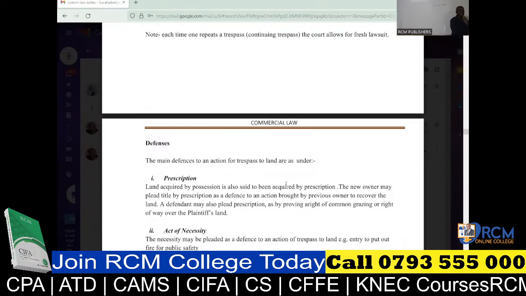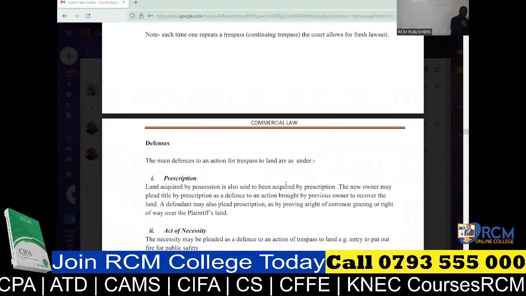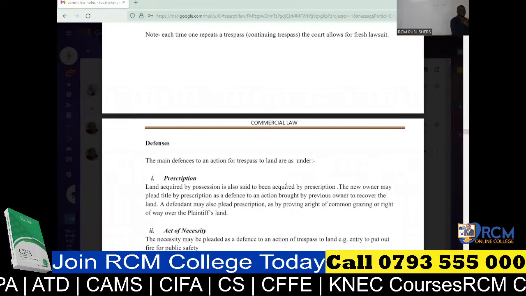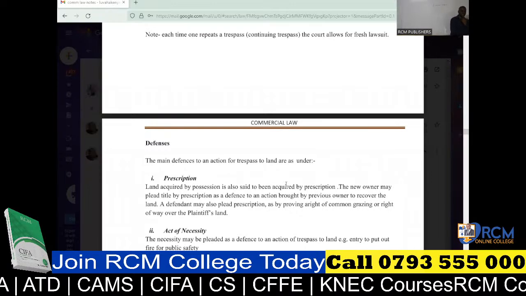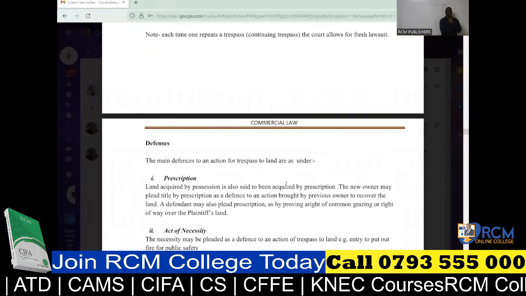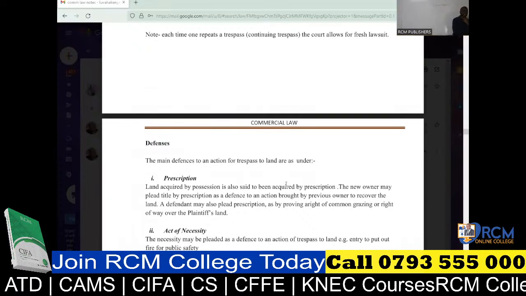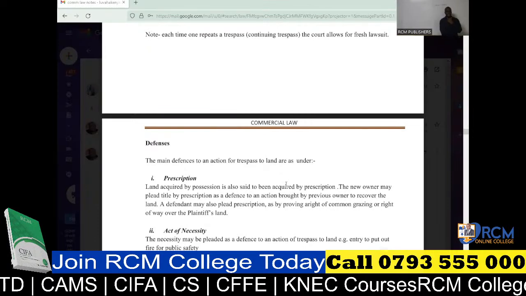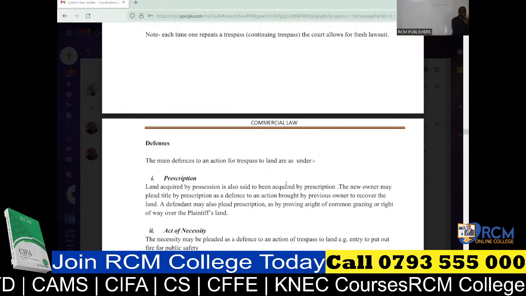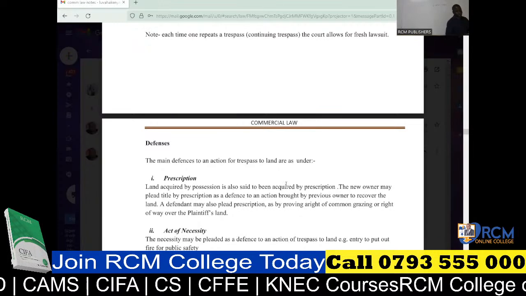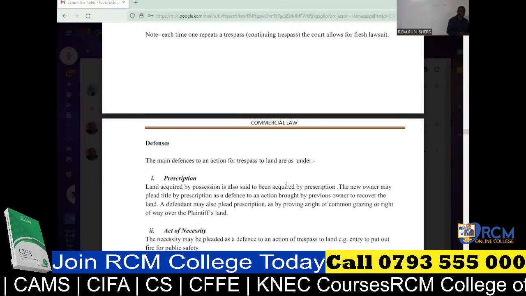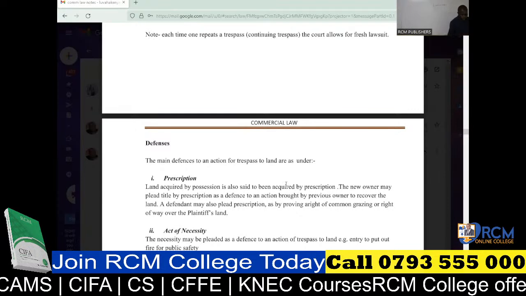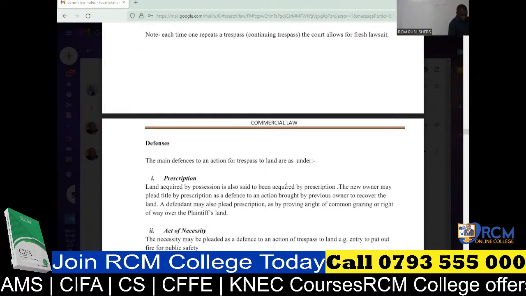So you can plead this as a form of defense by saying that through prescription, I assumed that I'm not committing any wrong by walking over a person's land, because there was a way which had been created. There was a road which had been created over the land and had been used for a number of years without any person asking why this road is passing over the land. So through prescription, something that has been done for a number of years without any questioning, you can plead that as a defense: I encroached as a result of what we call prescription.